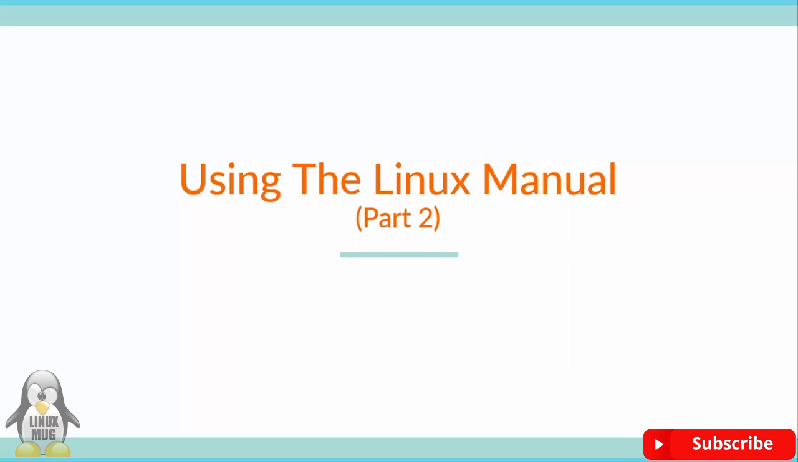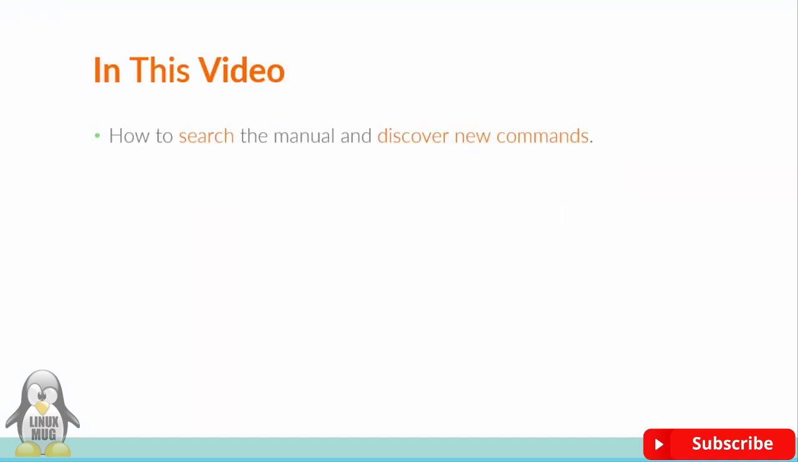Now, in the last video, you learned about the structure of the Linux manual, and you saw the way that it was broken up into 8 sections. And those 8 sections each deal with a different part of the Linux experience. Now, we're going to take that theory from the last video, and we're going to turn it into practice in this video. So, in this video, you're going to learn how to search the manual and discover new commands.